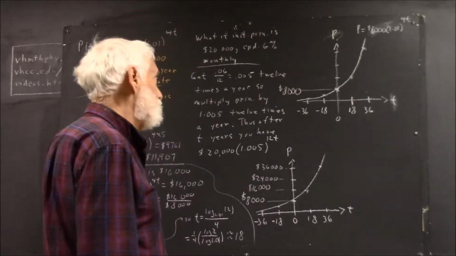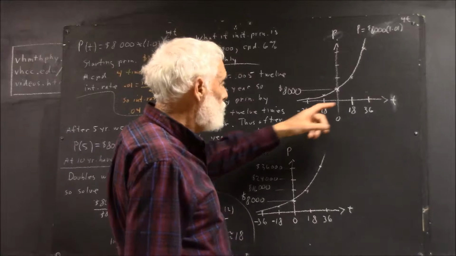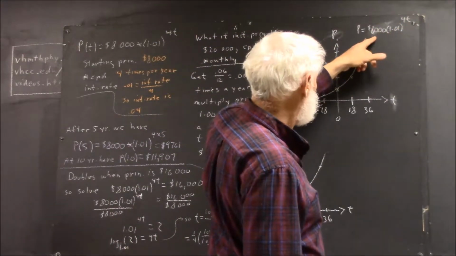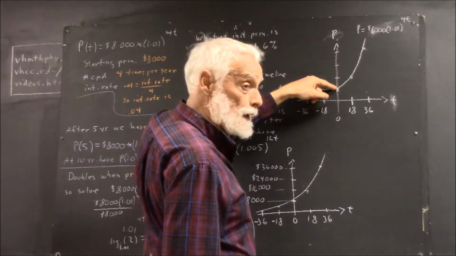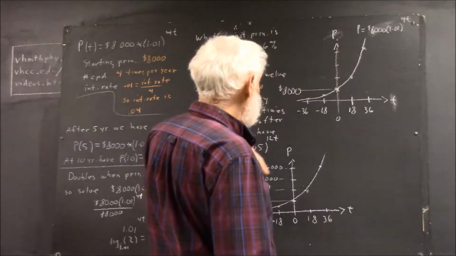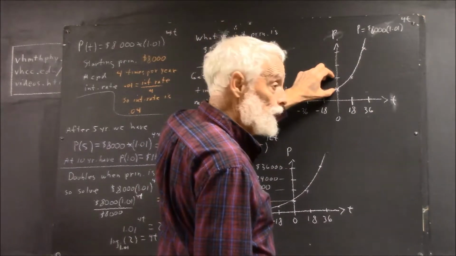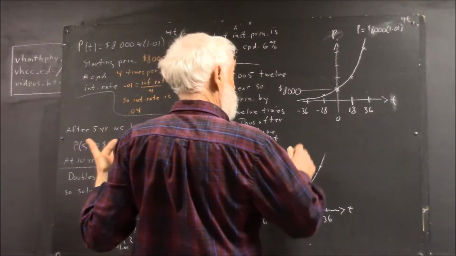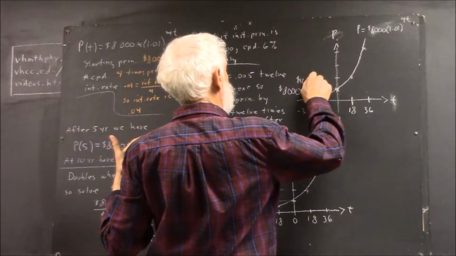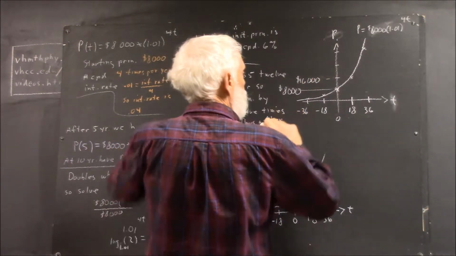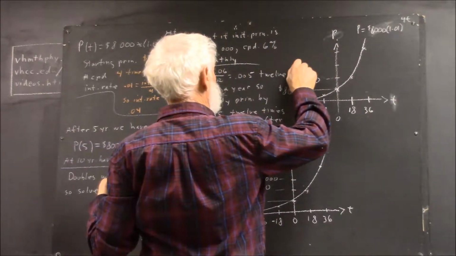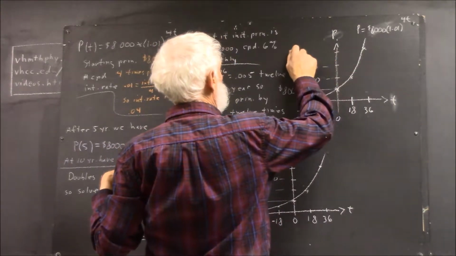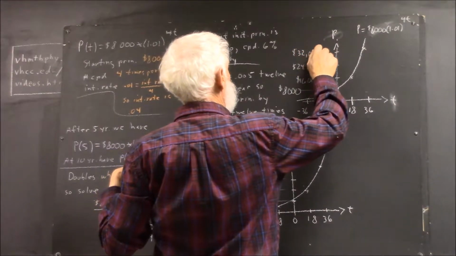Okay, well, in any case, when t is 0, 1.01 to the 0 gives you 1, I almost said 0, and that's $8,000. So when t equals 0, you've got $8,000. Okay? Well, this distance is equal to this distance, so that from here to here is $8,000. From here to here has to be another $8,000, meaning that you have your $16,000 here. And from here to here is another $8,000. Well, that's going to give you $24,000. And from here to here is another $8,000. That gives you $32,000.